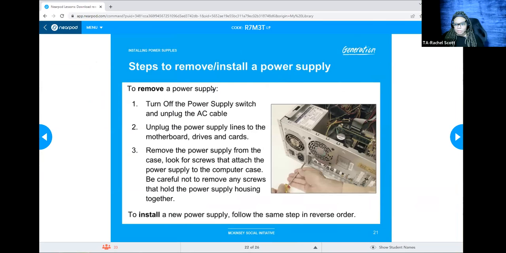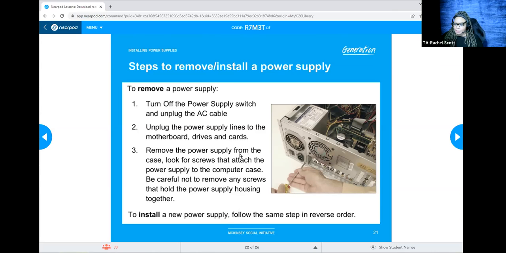Steps to remove or install a power supply. To remove the power supply, number one, turn off the power supply switch and unplug the AC cable. Very important. Number two, unplug the power supply lines to the motherboard, drives, and the cards. Number three, remove the power supply from the case. Look for screws that attach the power supply to the computer case. Be careful not to remove any screws that hold the power supply housing together, because we don't want to mess with those. And to install a new power supply, we follow the same steps in the reverse order.